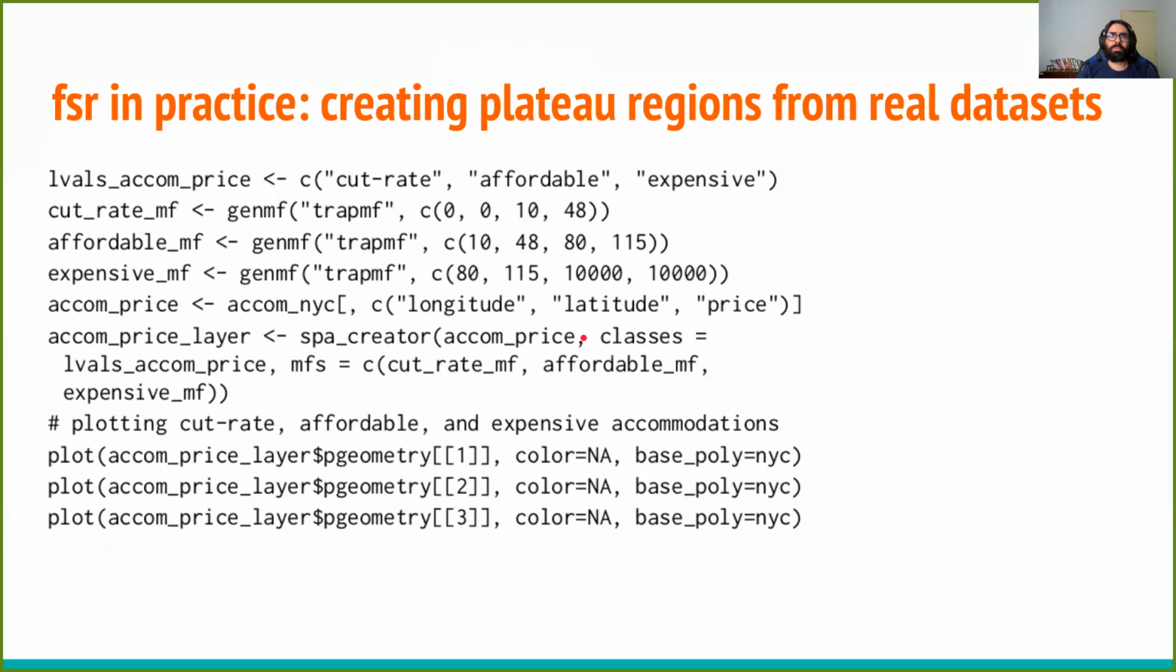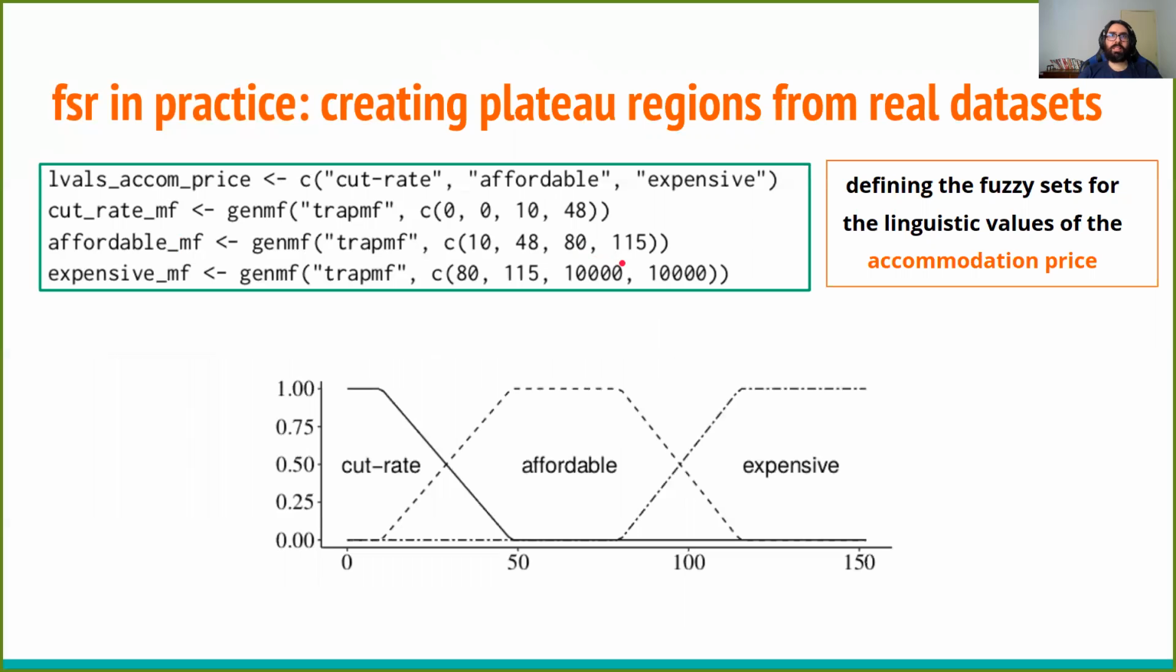This is the second program employed in our running example. The goal is to build a set of plateau region objects that characterize the linguistic values of each linguistic variable. Here, the code is not complete. It shows only the construction of the plateau region objects for one linguistic variable. This linguistic variable is the accommodation price.